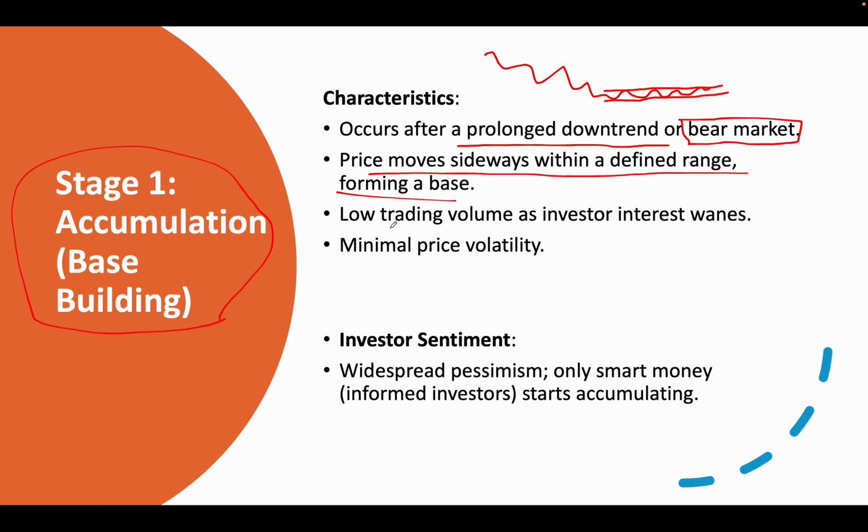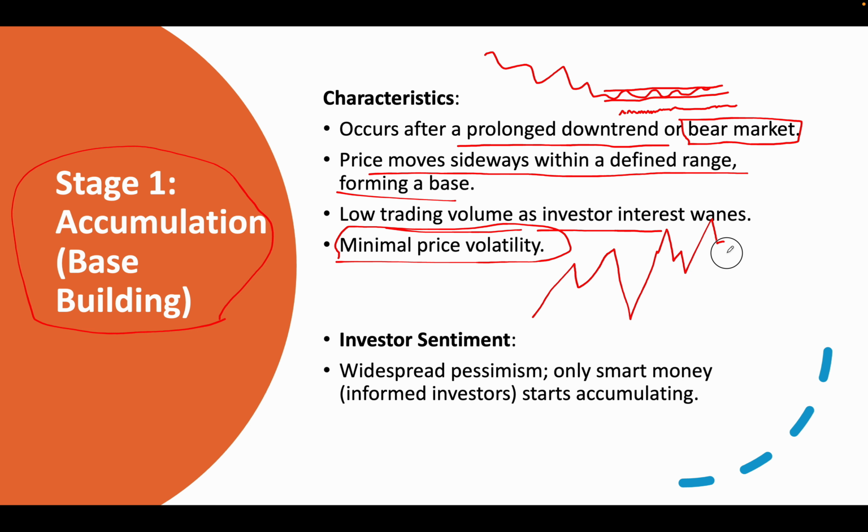Usually there is low trading volume, as there is no interest, so the volume activity is a little low. And the price volatility is also minimum. So what is price volatility? Price volatility indicates the jumps of price, when it makes a high or when it makes a low. This particular volatility is very low, so the price will be moving in a very narrow range.